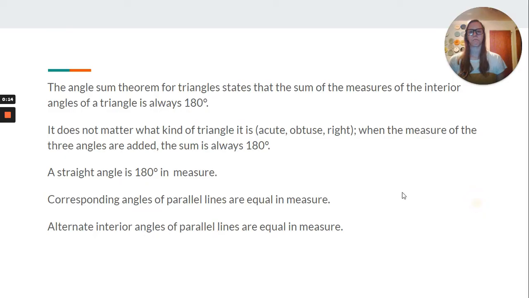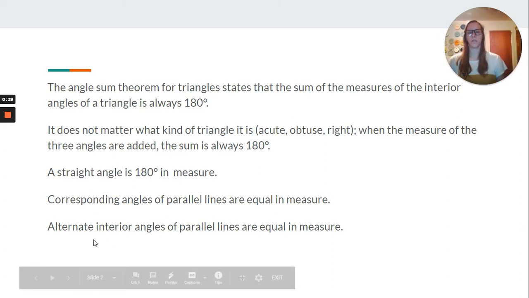of a triangle. So it says the angle sum theorem for triangles states that the sum of the measures of the interior angles, so those inside the triangle, is always 180 degrees. Does not matter what kind of triangle, acute, obtuse, or right. When the measure of the three angles are added, the sum is always 180. A straight angle, so meaning like this, is 180 degrees in measure.